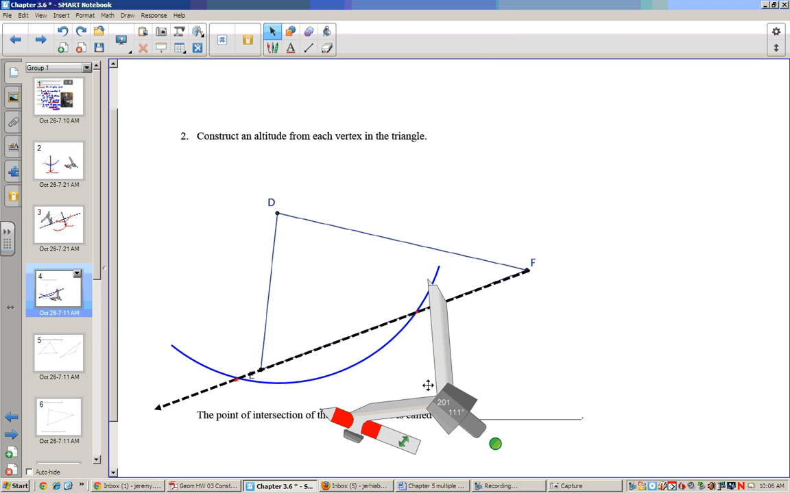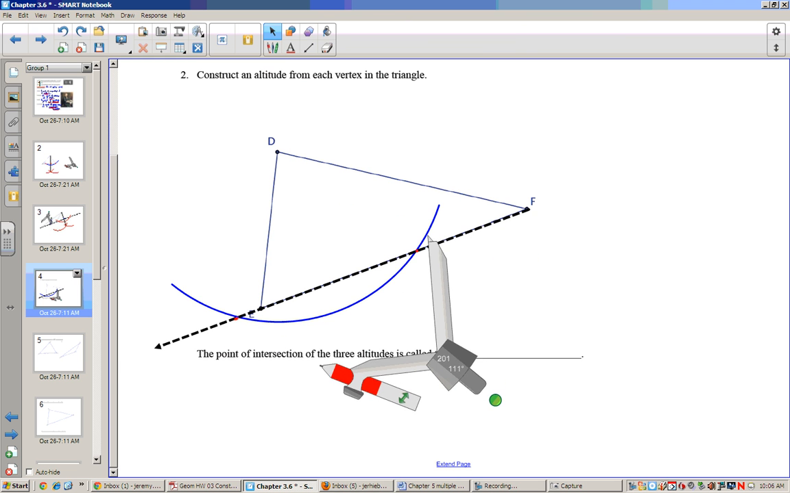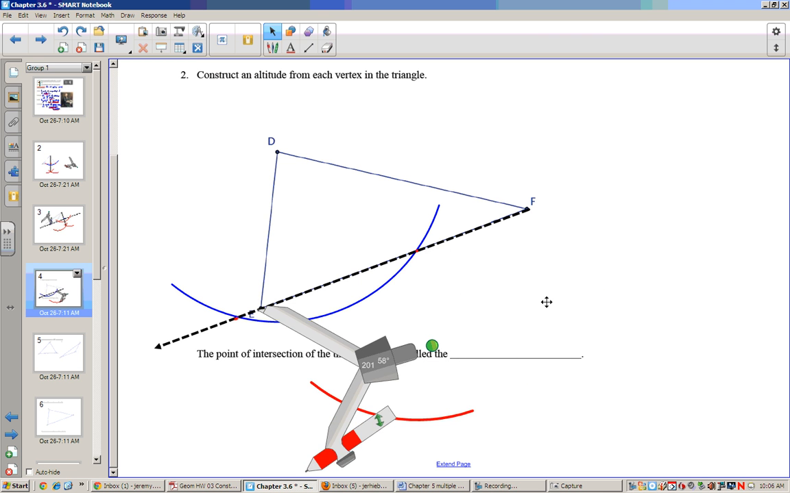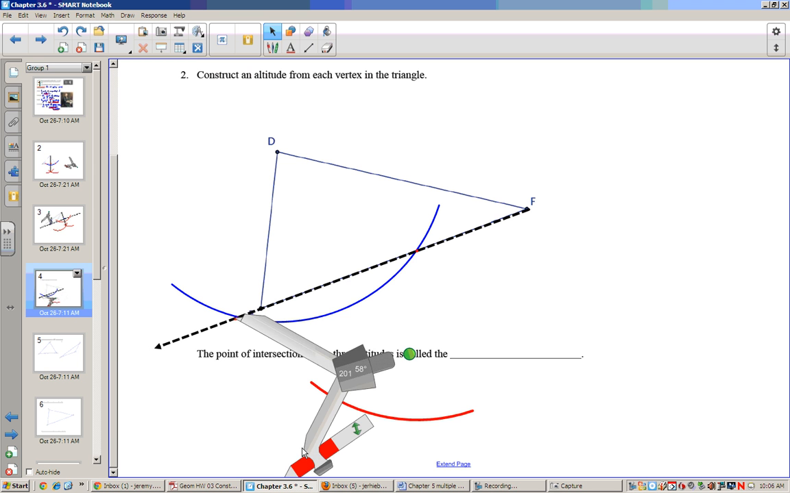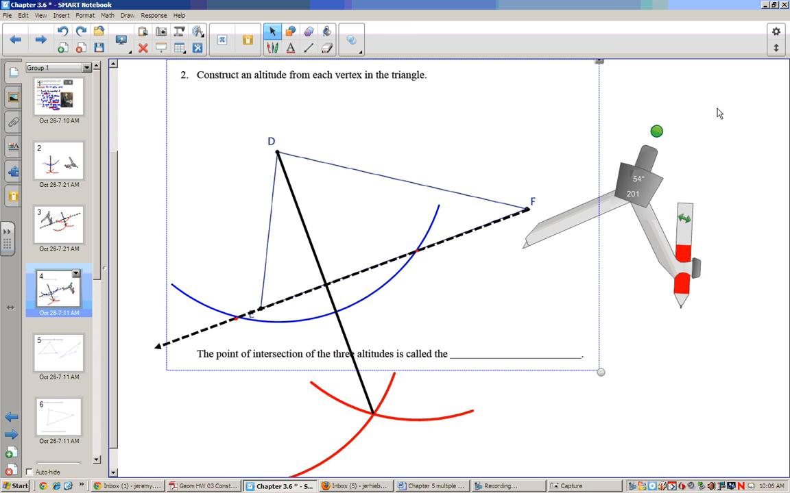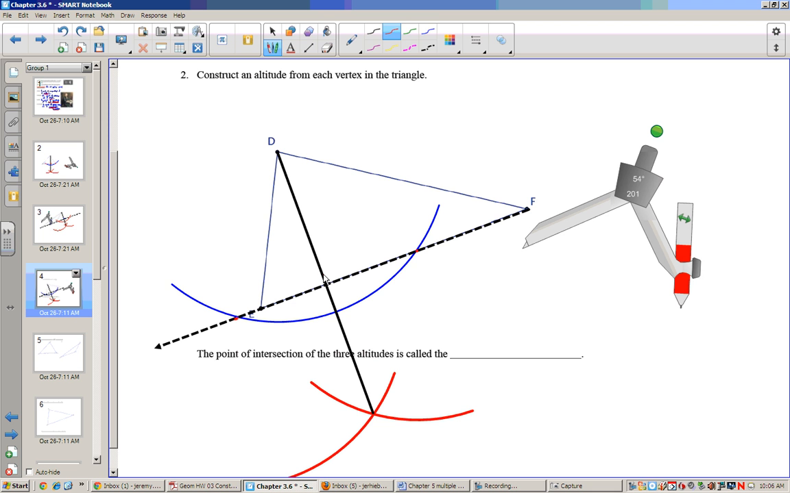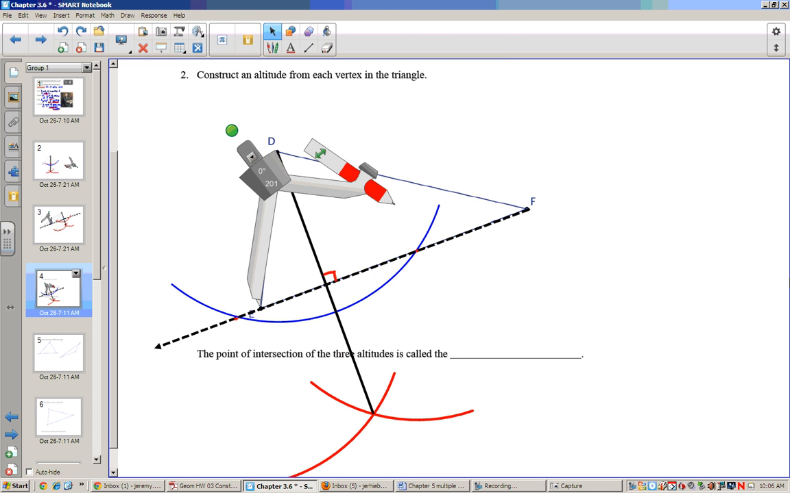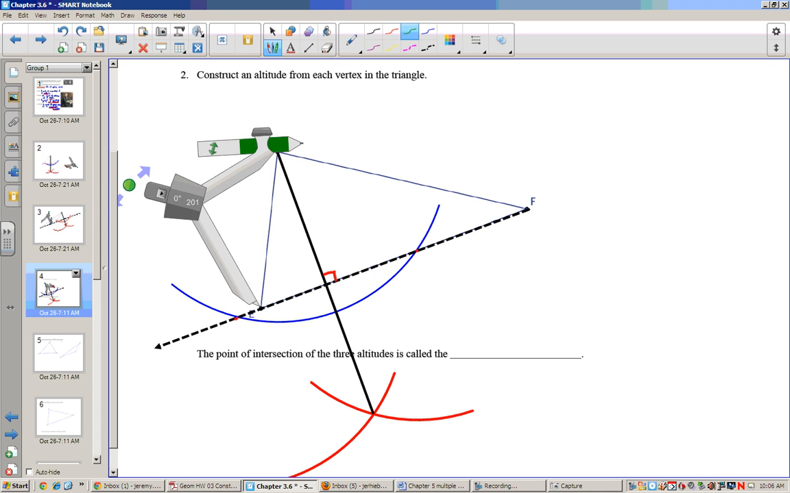So now I can go to my construction, put that on the point, draw an arc, put it on the other point, draw my other arc, and now as I draw this line segment, that should cross at 90 degrees. Now we're going to do the same thing from E up here. I'm going to change the color just so it doesn't get so crazy.